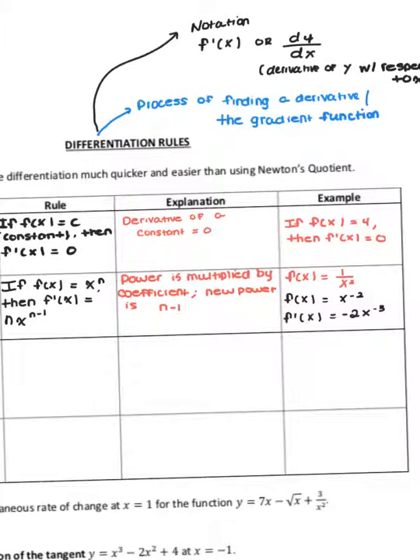So that avoids all that work that we did over the past 2 days with doing f of x plus h minus f of x over h, and then finding the limit as h approaches 0. We can just do the power rule now and simply move the power to the front and subtract 1 from the current power. Do we have any questions?